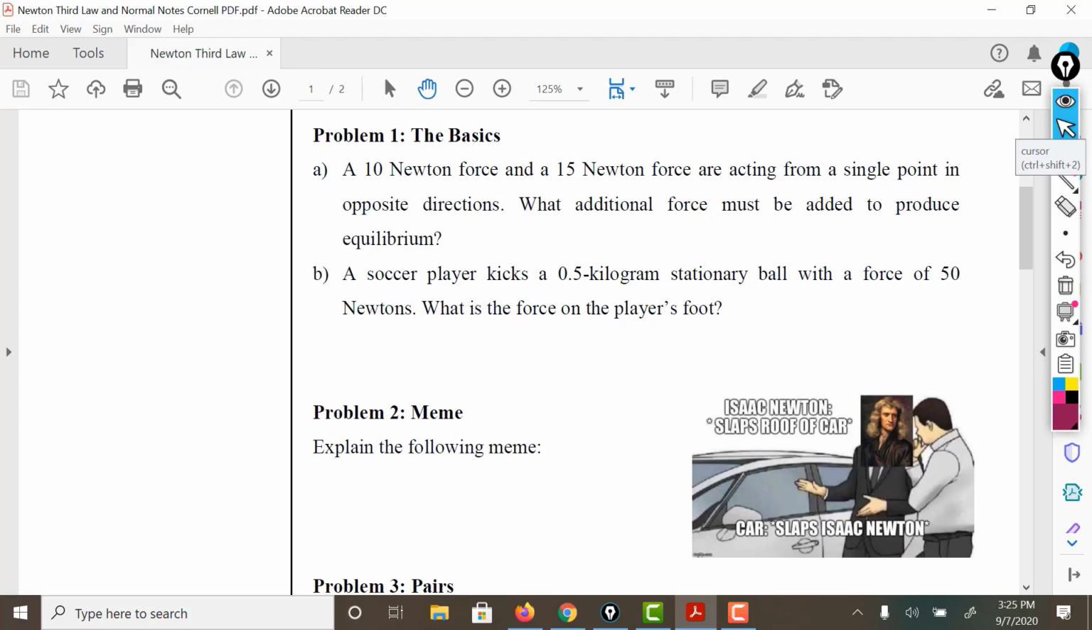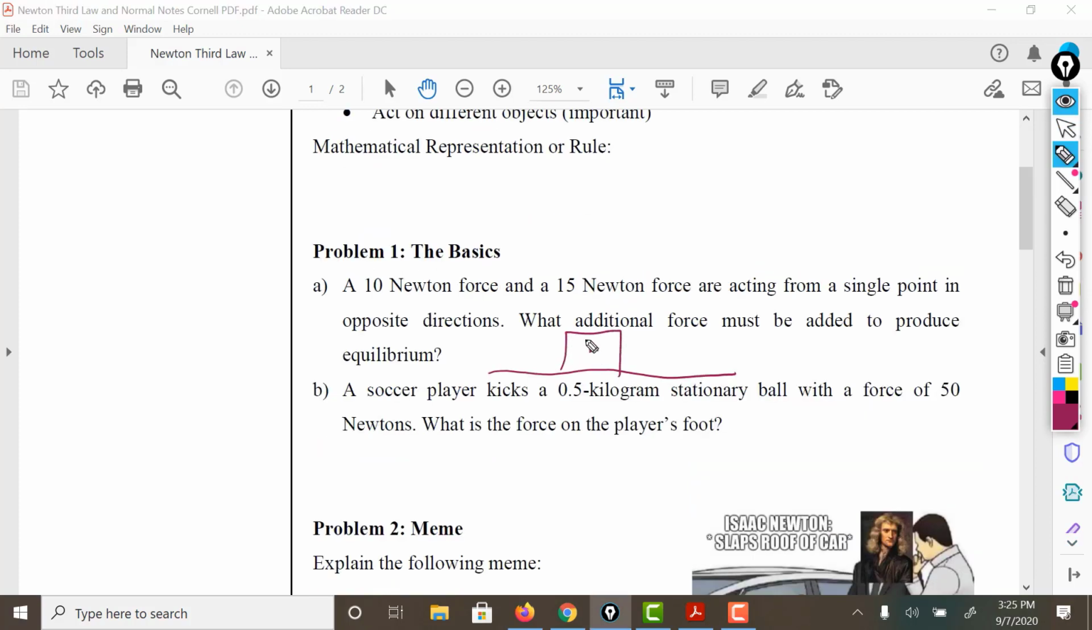A 10 Newton force and a 15 Newton force are acting from a single point in opposite directions on an object. I have a 10 Newton force going this way, and I have a 15 Newton force going this way. I'm going to draw it a little longer. What additional force must I add to keep everything balanced in equilibrium? What must I do to keep this in first law? Well, you'll notice that if this is 15 going this way and 10 going this way, I'd have to add 5 more in this direction, right? So I would add 5 newtons more of force in the direction of the 10 Newton force.